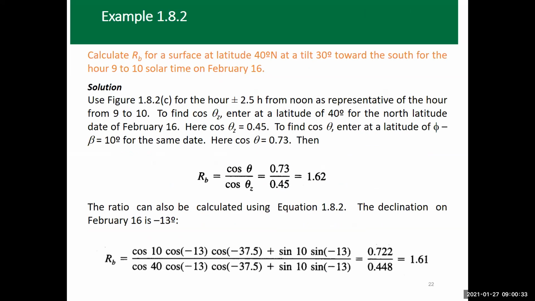Calculate RB for a surface at latitude 40 degrees north, a tilt of 30 degrees. So phi is 40, beta is 30, phi minus beta is plus 10, toward the south, for an hour 9 to 10 solar time on February 16.